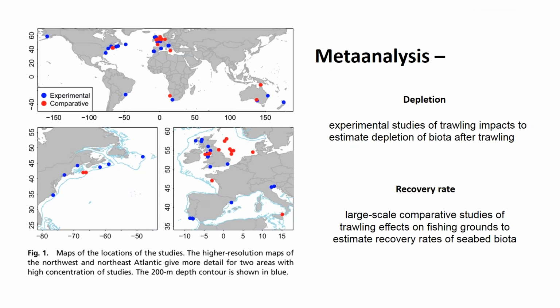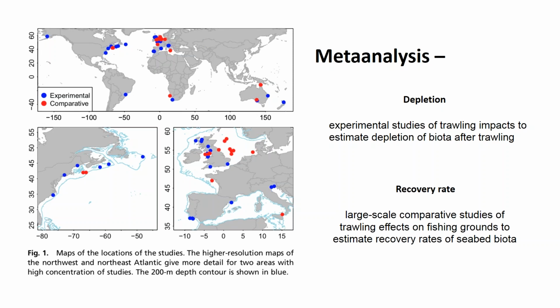Well, as I said, this is a meta-analysis. So basically, I think the objective is to quantify the impact of bottom trawling on the recovery of the seabed biota. So they collect a whole bunch of trawling studies from different locations, as shown in this map.